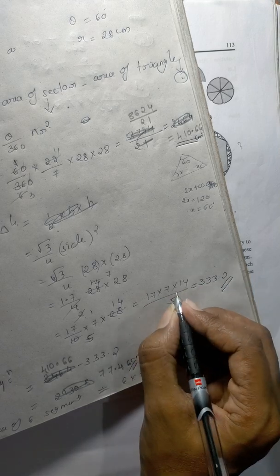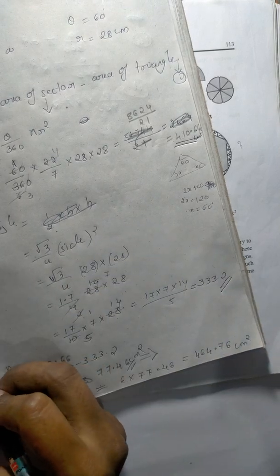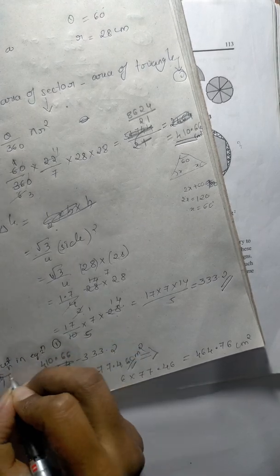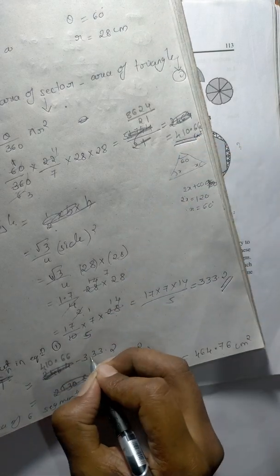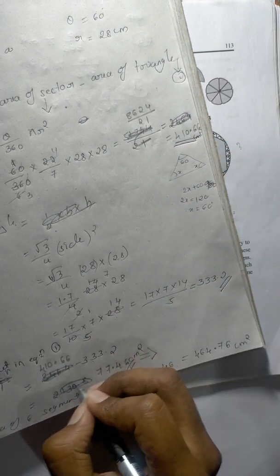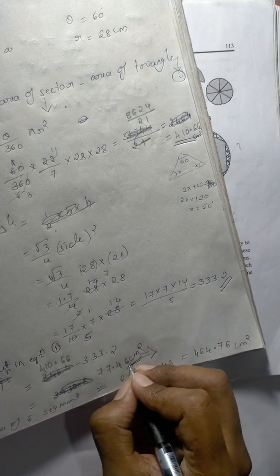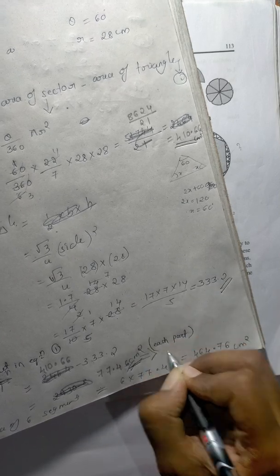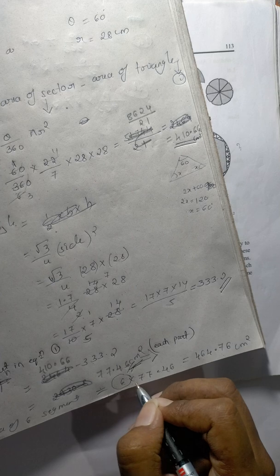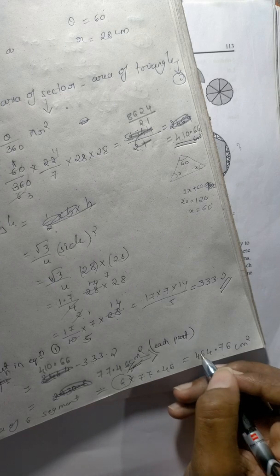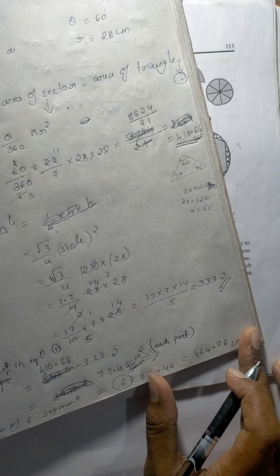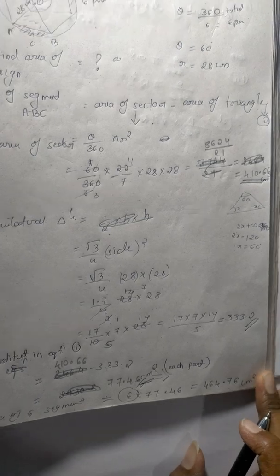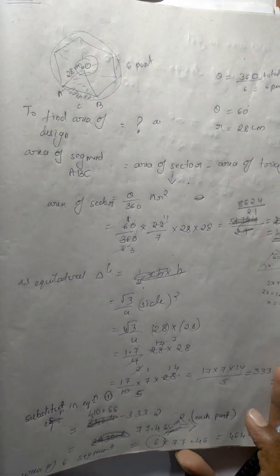This is the first. Substitute in equation 1. The first value we got is 410.6, the second is 333.2. So we got the answer as 77.46. This is for each part. How many parts do we have? 6 parts. So the area of 6 segments is 6 into 77.46, that is 464.76. Check the values, the areas formed and the product.